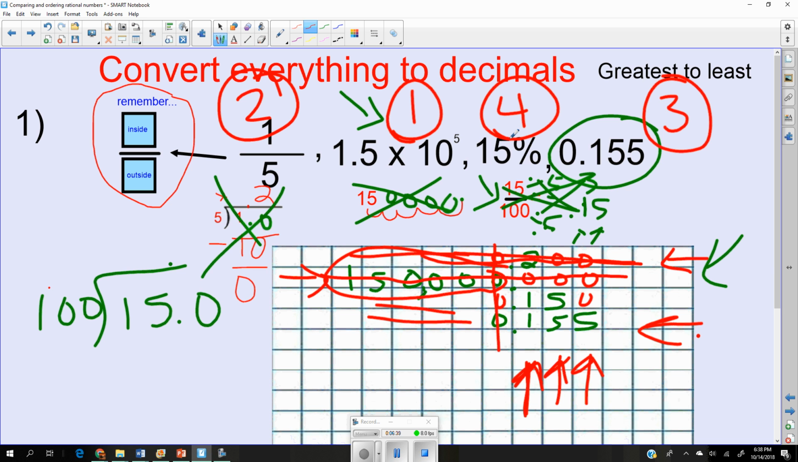So you should have that on your paper. You should have done the work with me. All right, I'm going to go ahead and stop this one here and then move on to number 2.